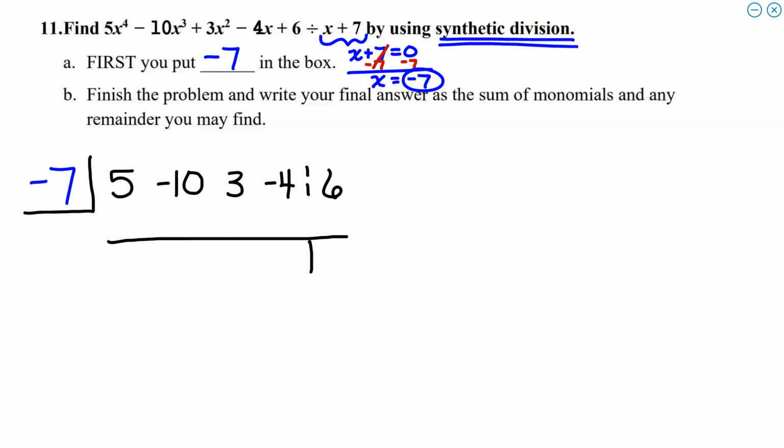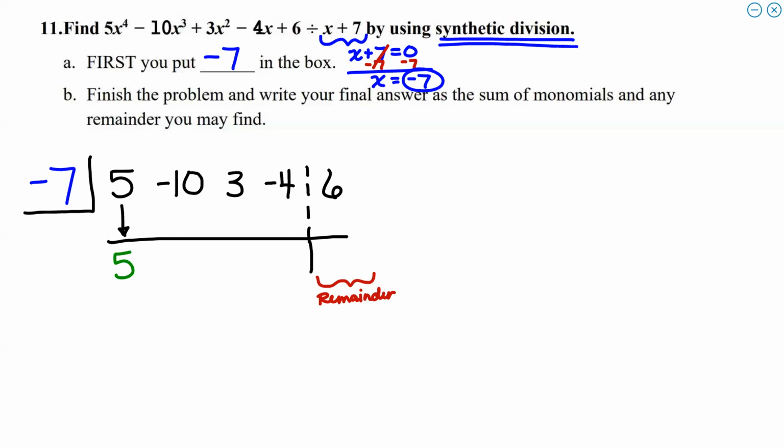A lot of times I like to put a little dash in here so that I make sure I know it's just this piece that's off by itself. What will this be back here? That will be the remainder. All right, tell me where to start now. Bring down the 5. So I have a 5 right here.